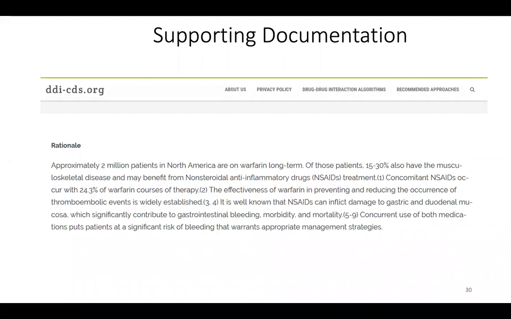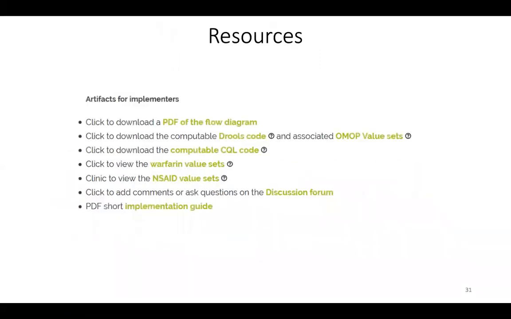We also have supporting documentation on our website that summarizes the rationale for the algorithm, a narrative walkthrough of the decision tree, along with associated evidence and some implementation details.